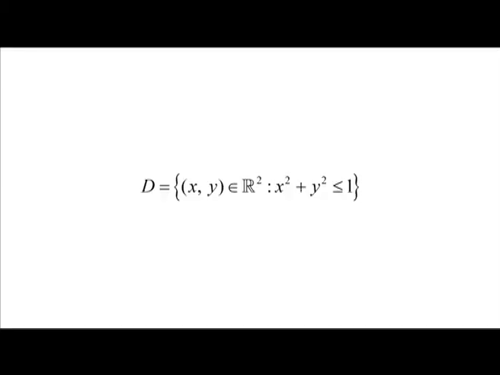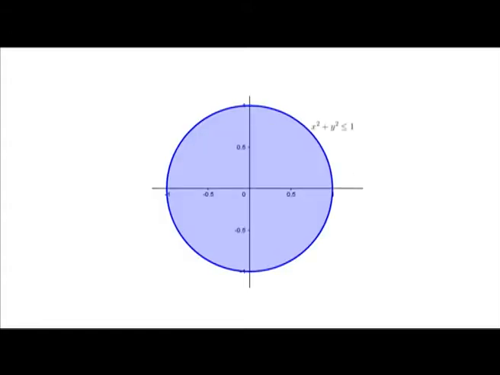That is, D is the set of all ordered pairs (x, y) belonging to R^2 such that x^2 + y^2 ≤ 1. That is, D is the set of points in the disk with center at the origin and radius 1.